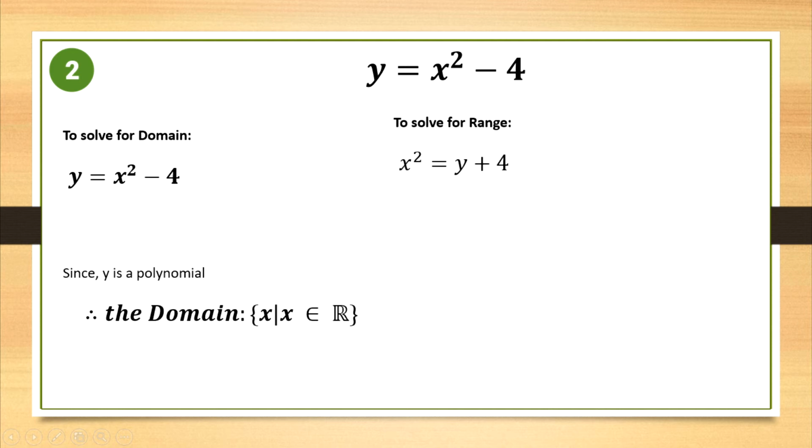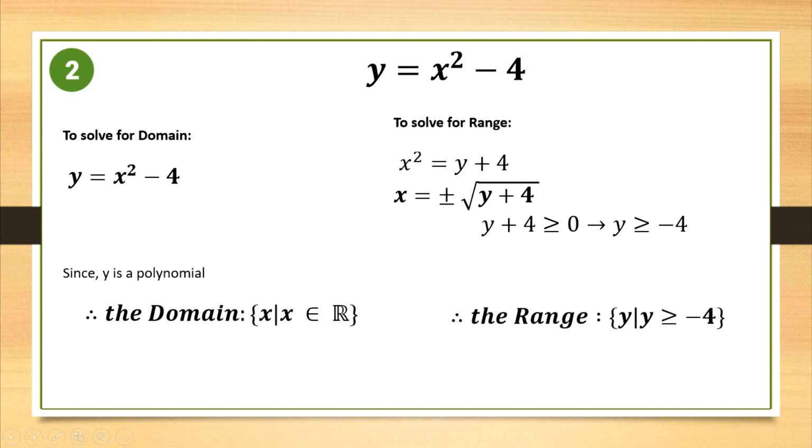To find the range, x squared equals y plus 4. Using the square root method to get x, our x will be positive or negative square root of y plus 4. Remember, I have given you some restrictions about radicand. Inside of the radicand should be 0 or greater than 0. Let's equate y plus 4 greater than or equal to 0. Therefore, y is greater than or equal to negative 4. So our range will be y such that y is greater than or equal to negative 4.